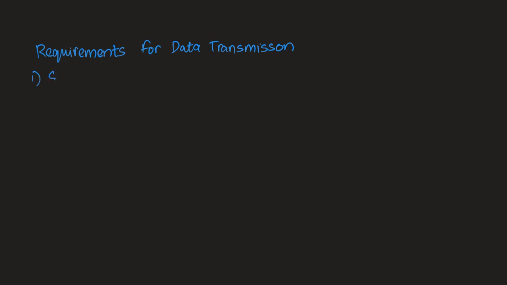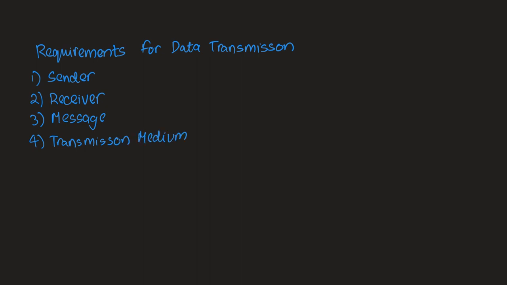So, the first thing that should come into our mind when we think about networking is data transmission. There are five requirements for data transmission. The first one is having a sender, the second is having a receiver, the third, the message that you want to send over, and the fourth, a transmission medium. The fifth and also very important one is having a protocol set to transfer this data.